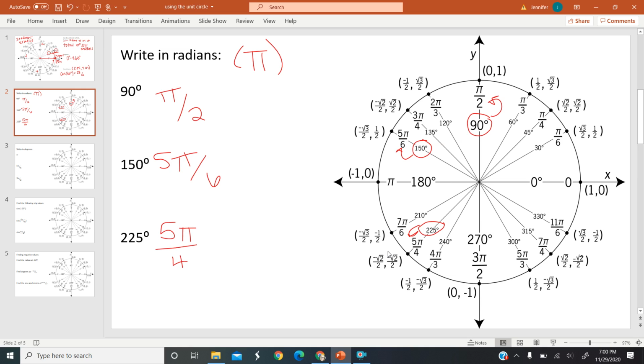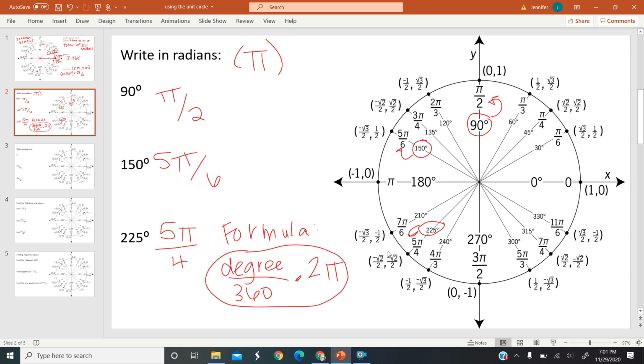It should be about the same for transferring radians into degrees. If you're ever given a degree that is not on the unit circle, then the formula for transferring it into a radian would be whatever degree you're given divided by 360, because that is the whole circle, and then you would multiply it by 2 pi, because that will transfer into radians for you. So if you're ever given a degree that you can't find on here, like 27 or something like that, you would just use this formula to rewrite it as a radian.